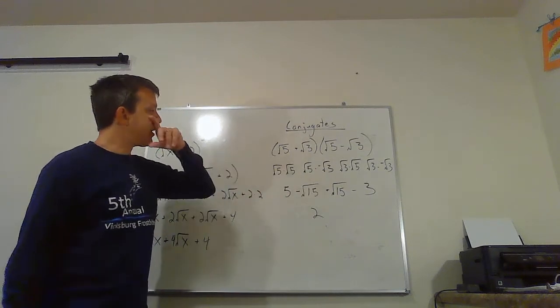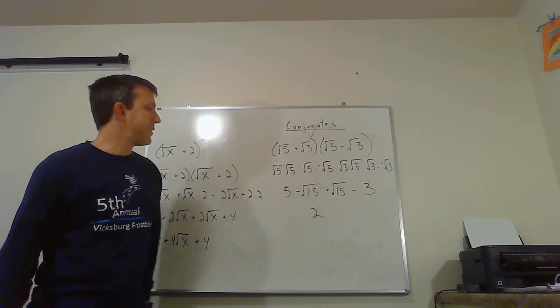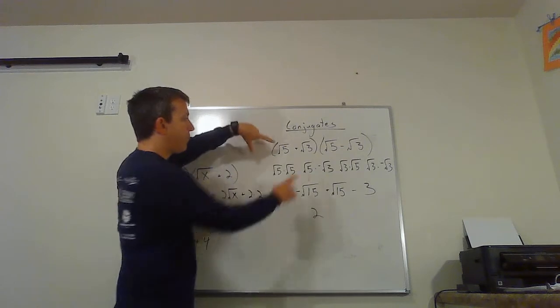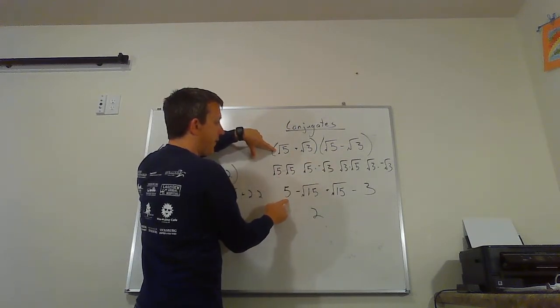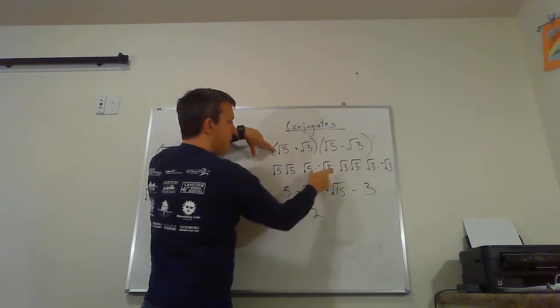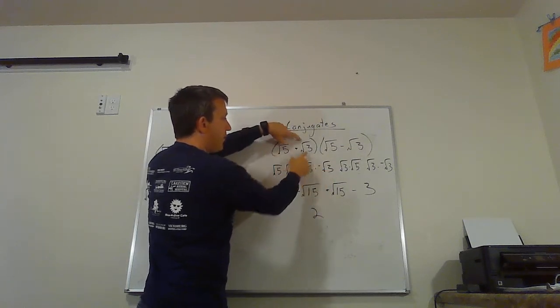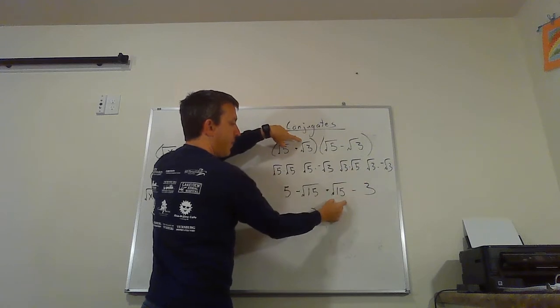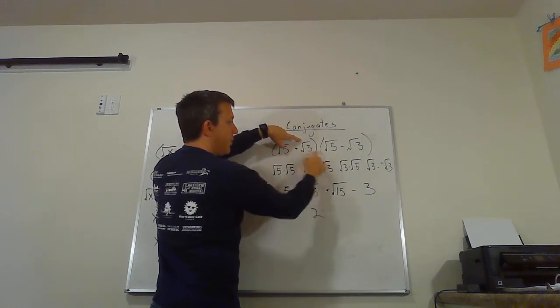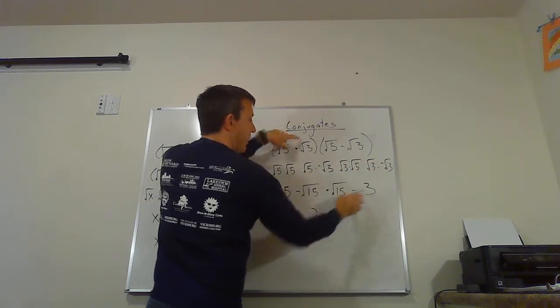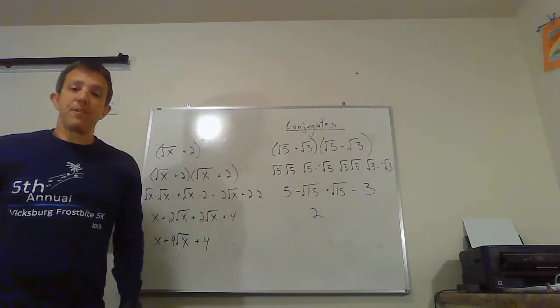And what's nice about conjugates is, if we do the work to multiply this out, root 5 times itself gives me a 5. Root 5 times negative root 3 gives me minus square root of 15. Root 3 times root 5 gives me a positive square root of 15. And root 3 times negative root 3 gives me minus 3.